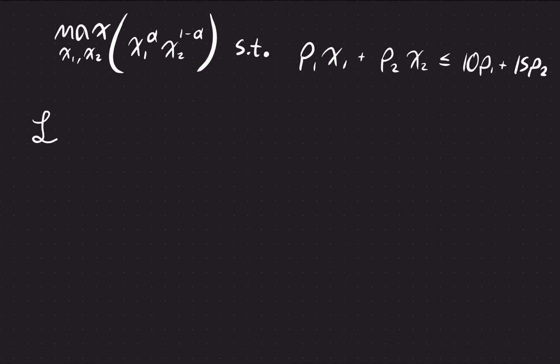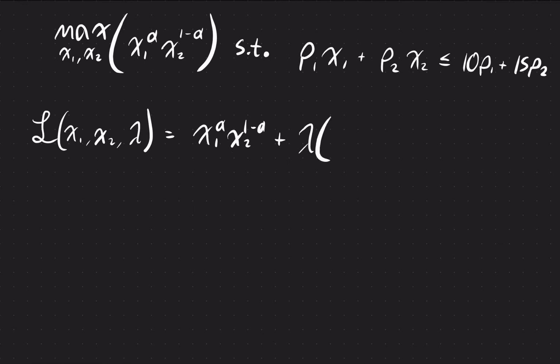So, we're going to write out our Lagrangian. It's going to have x1, x2, and lambda, and it's going to be the objective function plus lambda, and then the constraint.